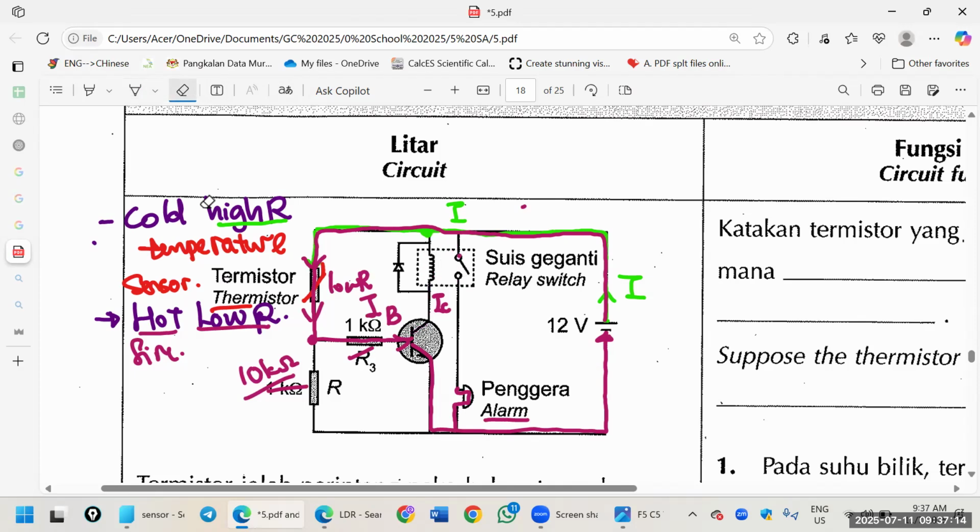IC flows through here. It will switch on the relay switch, so you attract it and make it close. Now the current flows through the alarm at the same time, then it rings. Why don't we put the alarm on IC? Because an alarm normally needs a bigger current, but IC is normally a small current. So we make another circuit here but with the same battery.